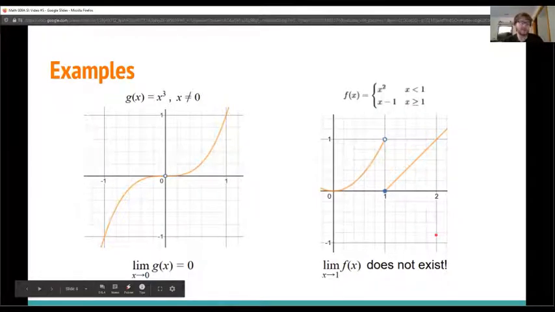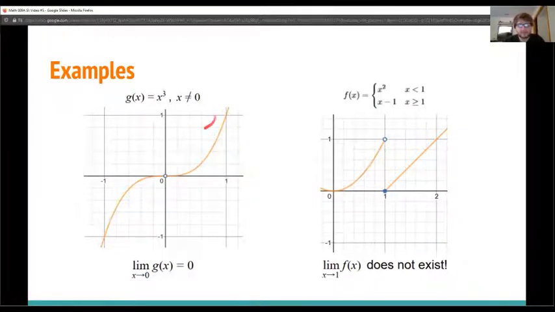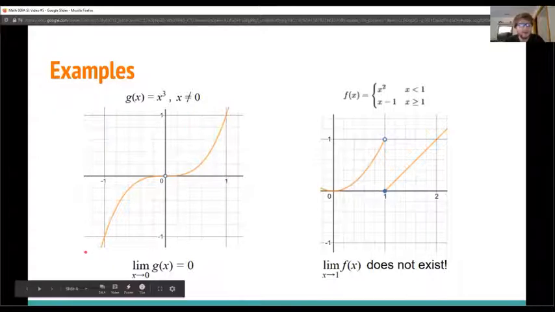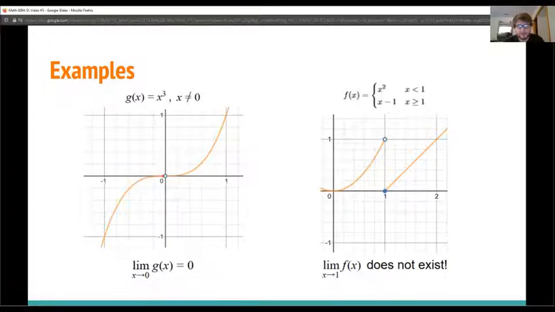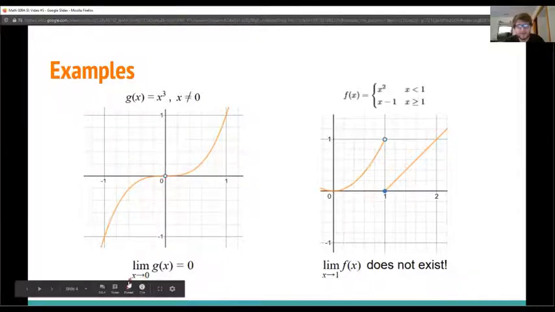So let's look at some examples. Right here, we have g of x is equal to x cubed, but x cannot equal 0. If you remember from limits, it doesn't matter that we have a hole at 0. Just from the left, it looks like we're approaching 0. And from the right, it looks like we're approaching 0. Both of these limits are the same. So the actual limit is also equal to 0.